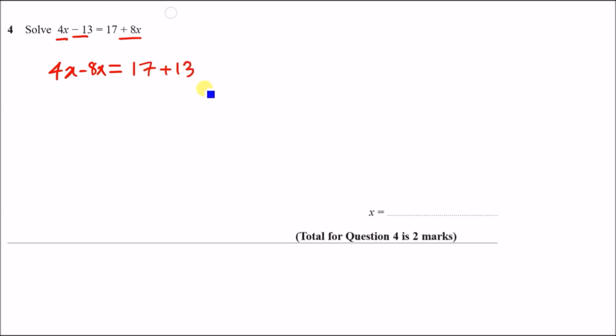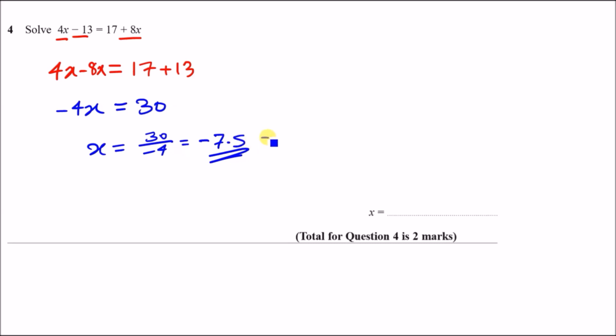Now, all you've got to do is tidy this up. Looking at the left-hand side, 4x take away 8x is minus 4x. 17 plus 13 is 30. Then just divide by minus 4. So x equals 30 over minus 4. Putting this in your calculator or simplifying it, you should get minus 7.5. You could leave it as a fraction as well, which would be minus 15 over 2. So both answers are fine.